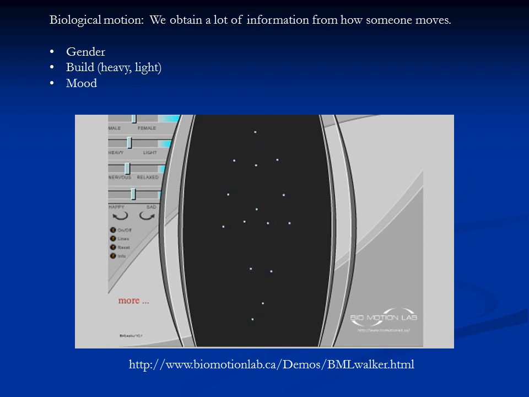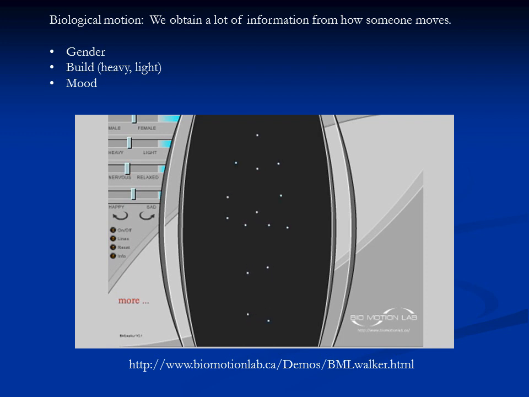You get gender information. Typically males walk and their hips don't move as much. Women tend to move slightly more hip-wise, shaking it back and forth. You can get heavy versus light, the build of a person, and also their mood, how you move. We call it body language. Certainly in terms of movement, you can convey a lot of information in regard to your mood, all of this stuff.